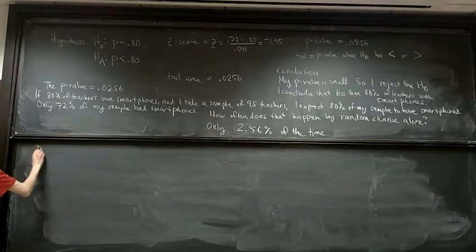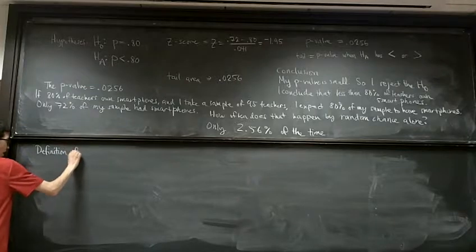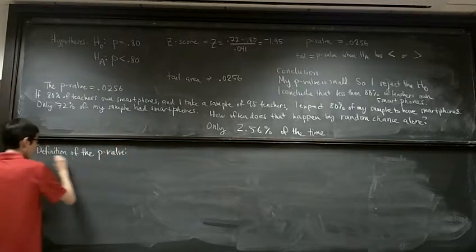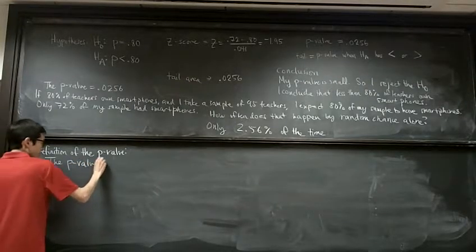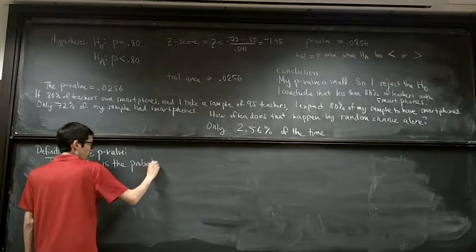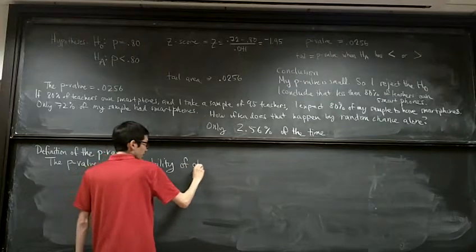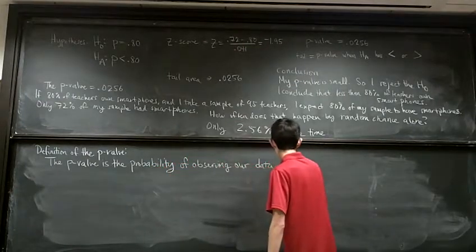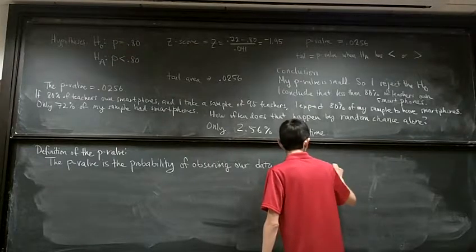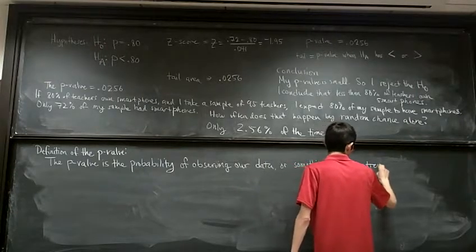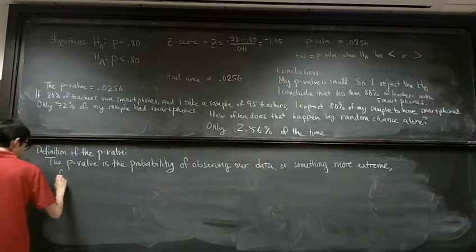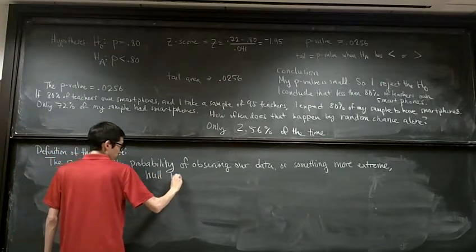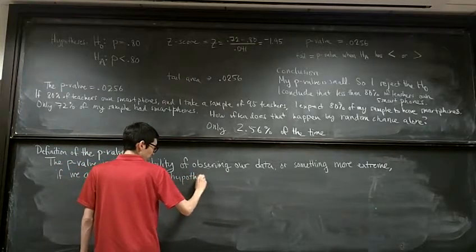All right. Definition of the p-value. The p-value is the probability of observing our data or something more extreme if we assumed the null hypothesis were true.